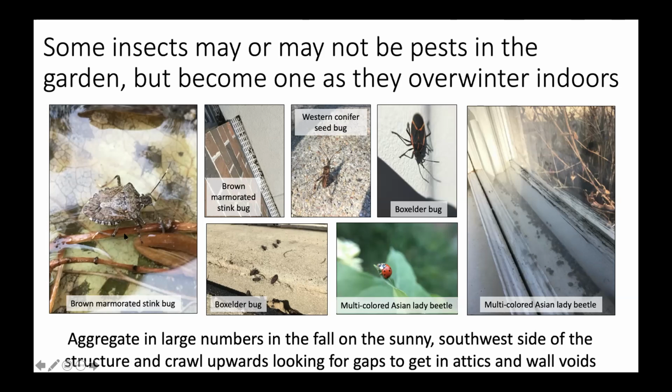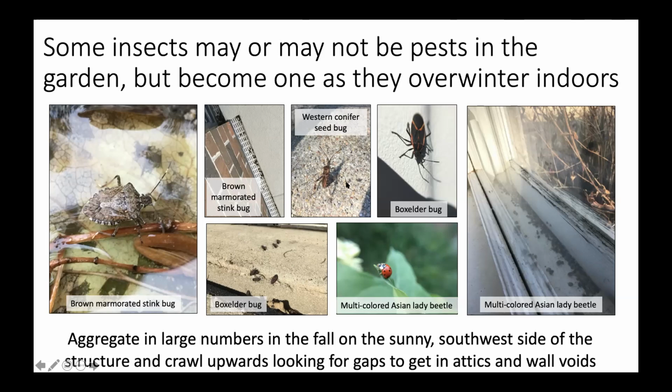This is what it looks like on the outside. We've had box elder bugs for a number of years. They're usually by maple trees or box elder trees, and they also overwinter indoors, coming in sliding doors or the doors on the sunny side of the house in the fall.